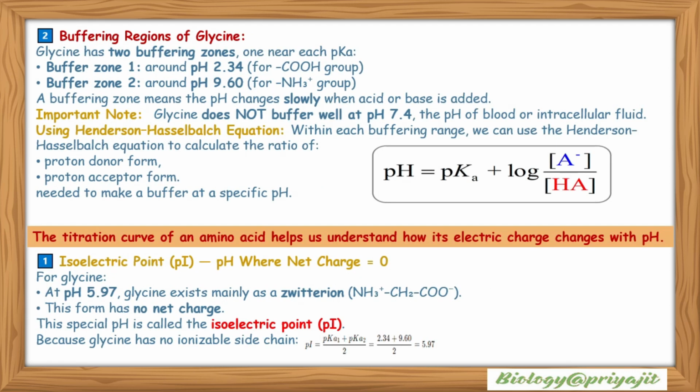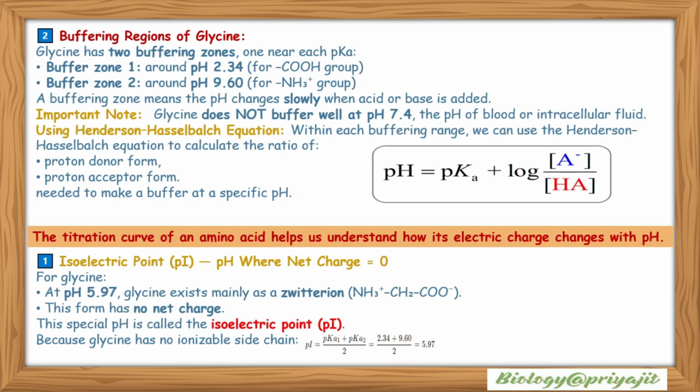Second one is the buffering regions of glycine. Glycine has two buffering zones, one near each pKa. Buffering zone 1 is around pH 2.34 for the carboxyl group, and buffering zone 2 is around 9.6 for the NH3+ group. A buffering zone means the pH changes slowly when acid or base is added. Important note: glycine does not buffer well at pH 7.4, the pH of blood or intercellular fluid.